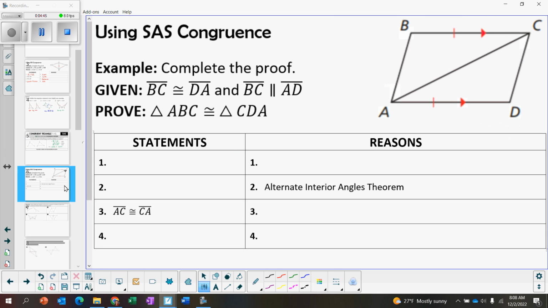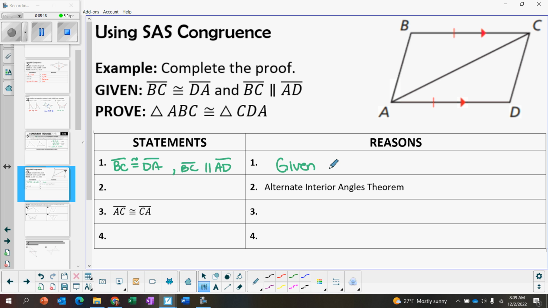So in this proof, we have BC congruent to BA and BC parallel to AD. So we're going to do all of that in our first one again. BC is congruent to BA, and they are parallel. Just because it's congruent doesn't mean it's parallel. In this case, it does have to be given, right?